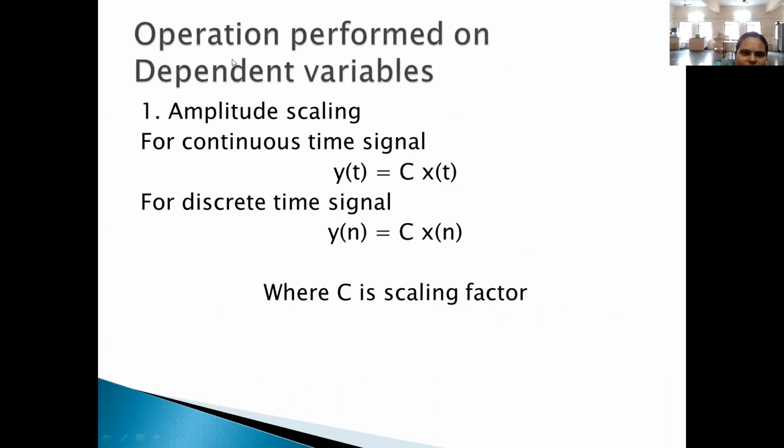Next, operations performed on the dependent variable. The first one is amplitude scaling. For continuous, the equation is y of t equals c into x of t. In terms of discrete time signal, y of n equals c times x of n. Here x of t is the input signal and x of n is the input in terms of discrete, and c is the scaling factor, where we are going to do the scaling operation for the signal.